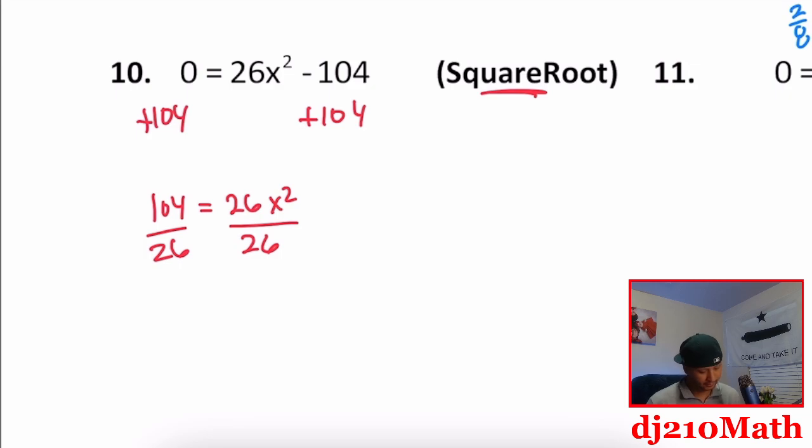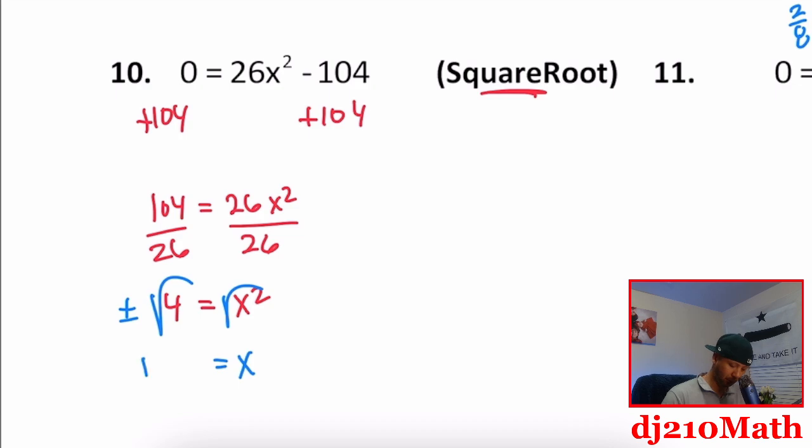This even number. 2, 4, 6, 8. Yep, it is. Should be 5, or 4 rather, I'm sorry. All right, and then square root. X is equal to plus or minus 2. So either positive 2 or negative 2.